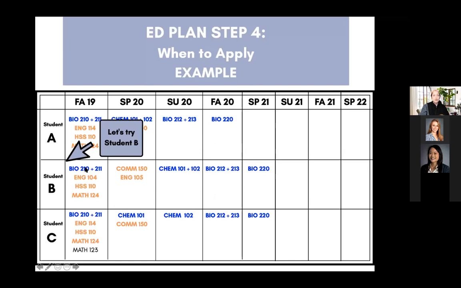Now, student B, here's 2 prerequisites, microbiome, the math. They weren't able to get any of the prerequisites done in the spring. They were able to get chemistry, their 3rd prerequisite, done in the summer, their 4th prereq in the following fall, and then the following spring, their last prereq.